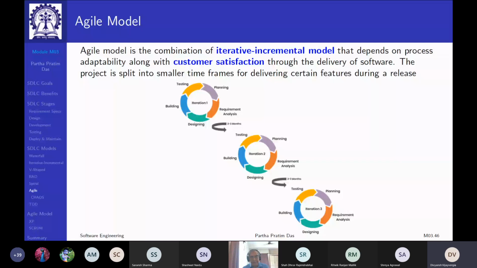Internally, within every agile cycle, it might do RAD, it might do waterfall, it might do, again, within that, another refinement. But what it does, as you can see, is that it is doing these iterations in cycles, and typically they are in the span of 2 to 3 months. And this is where the software is actually delivered.